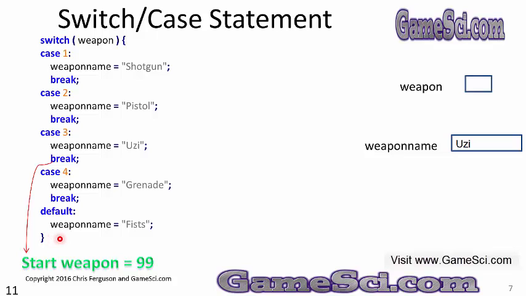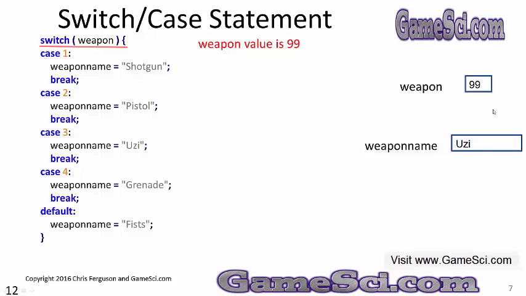See that curly brace down there? That is the end of the switch. The break will take you to the line of code after the switch, after that closed curly brace. Let's start with a weapon equal 99 and see what happens. Weapon equal 99 is none of these cases. So let's see what happens.